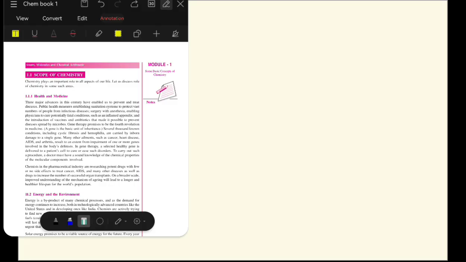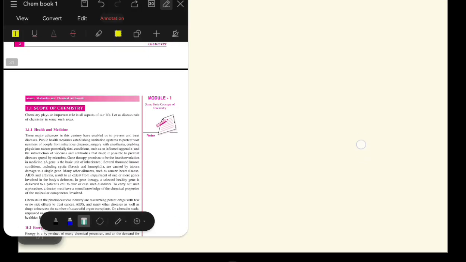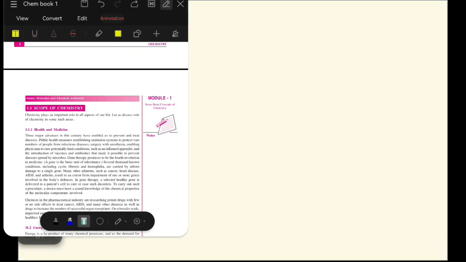As you can see here, I have two parts on my screen. The first one is the textbook. The second one is the notes, or what we are going to be forming, what we're going to be learning. Just for you to understand, I'm going to be explaining this way.